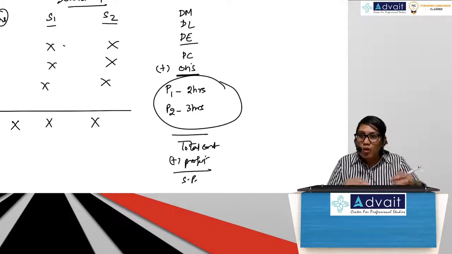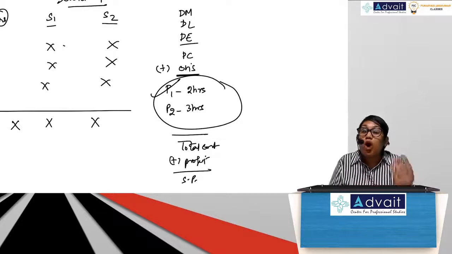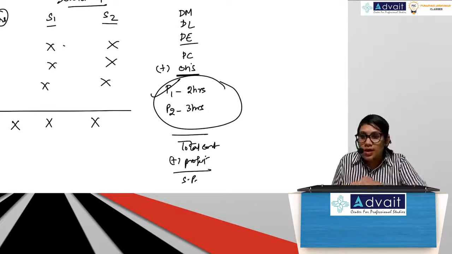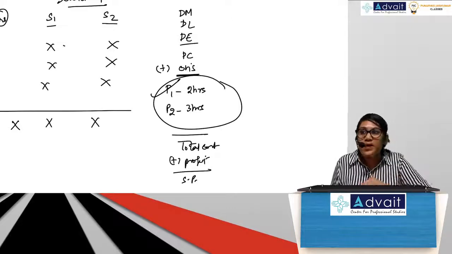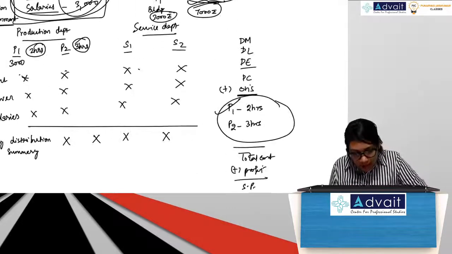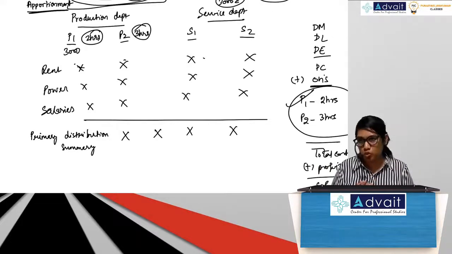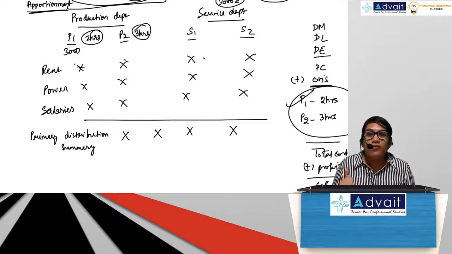Okay. So now I know in P1 I need 2 hours. So I need to find out what is the overhead in P1 for those 2 hours. And similarly, in P2 my bench is taking 3 hours. So I need to find out what is the overhead in P2 for those 3 hours. So now let's go back here. I have divided all my expenses between P1, P2, S1 and S2. That is step 4. Now step 5. What is step 5? Reapportionment of overheads.